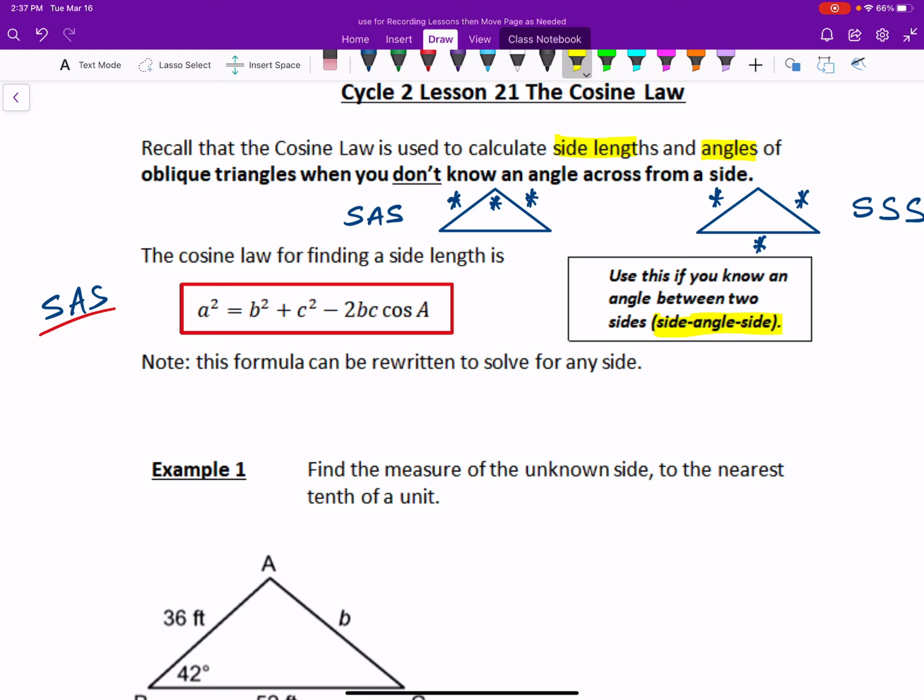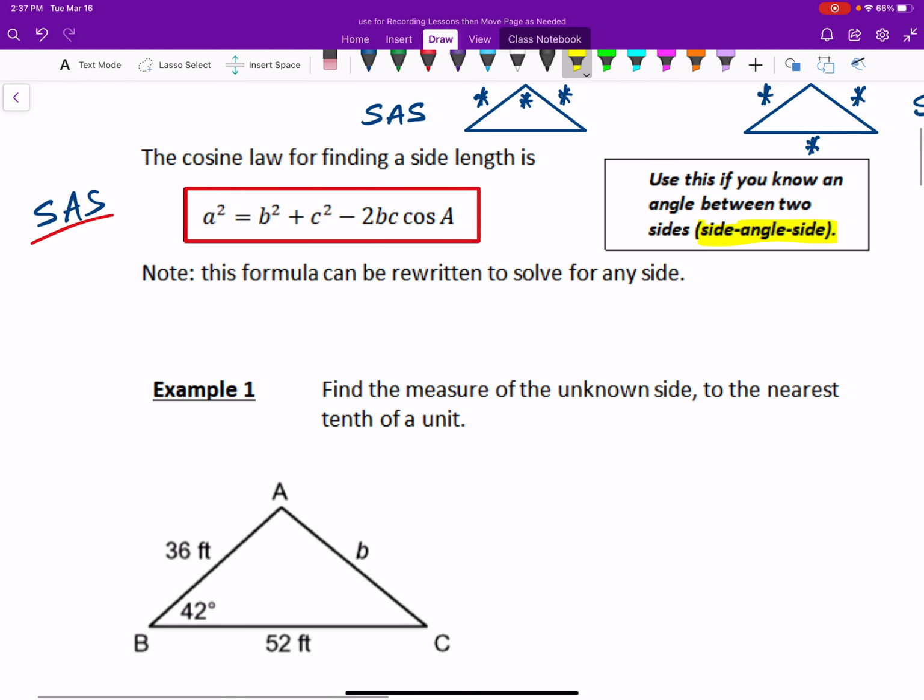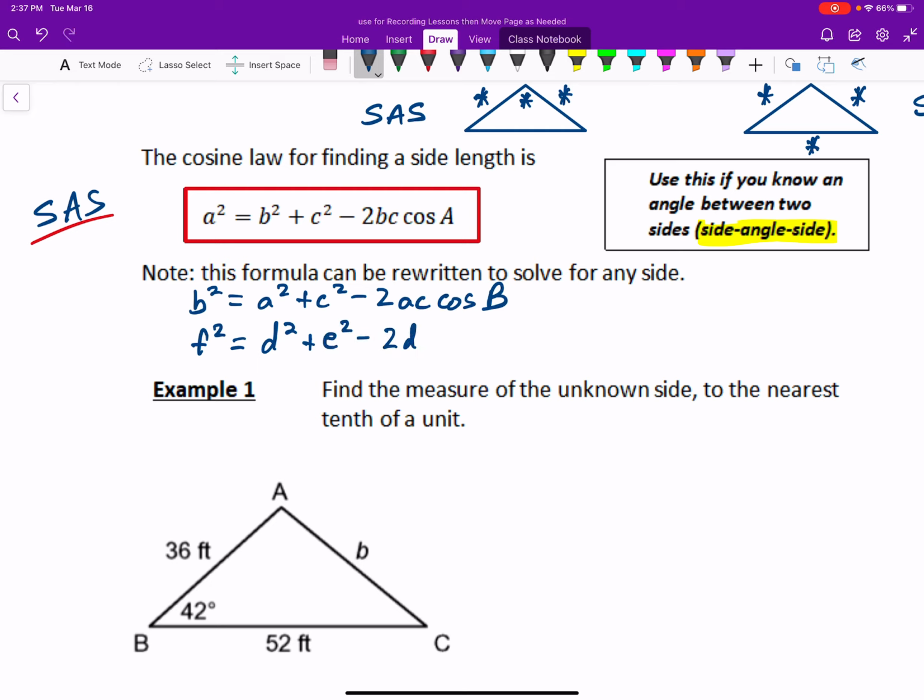We can rewrite this formula to solve for any side. So this one's just arranged so that A is isolated, but say I wanted to isolate B, then I'd say B squared equals A squared plus C squared minus 2AC cos B. So you'll notice how I've swapped the letters around in different places, but I'm using the exact same letters. And if the triangle involves different letters, say the triangle was DEF for the corners, then maybe F squared would equal D squared plus E squared, the other two sides, minus 2 times D times E times the cos of big angle F.